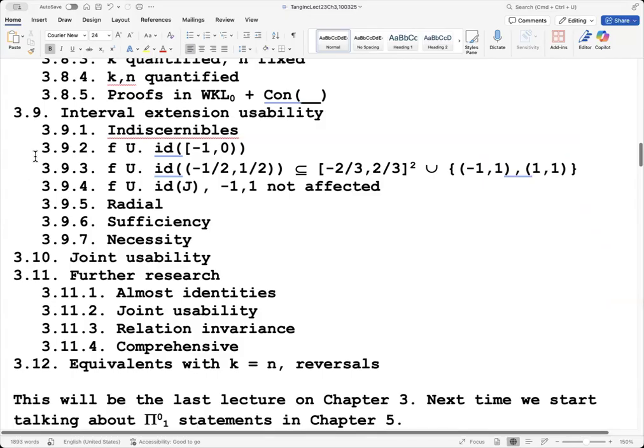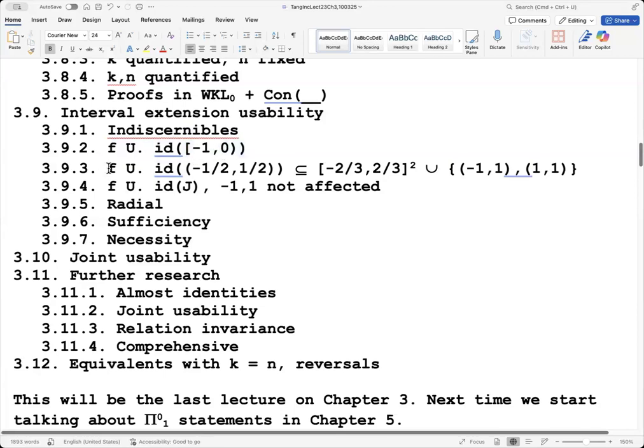Today, we've done this in many different forms, but I'm just going to go through it again. You have a finite function f, and you extend it. So this is interval extension usability. You have a finite function f, and you extend it by the identity map on this interval, and it's from -1, 0.